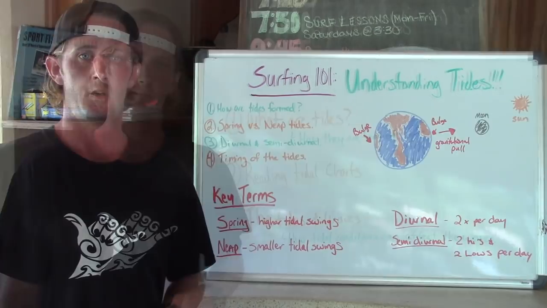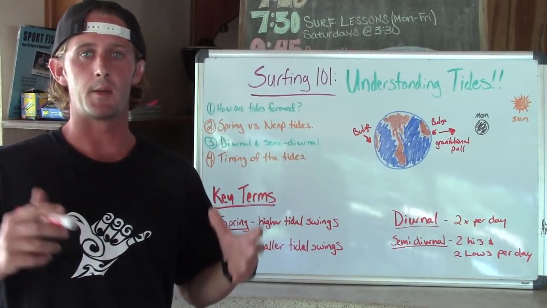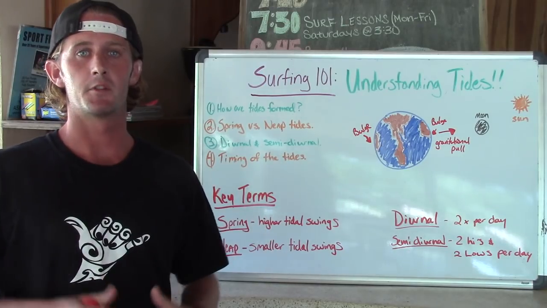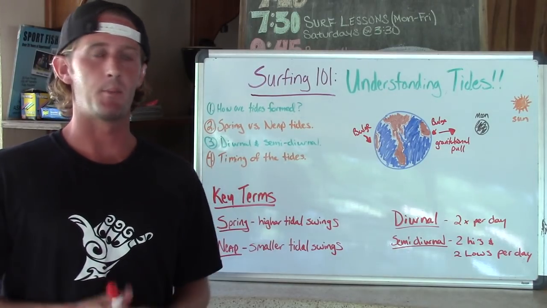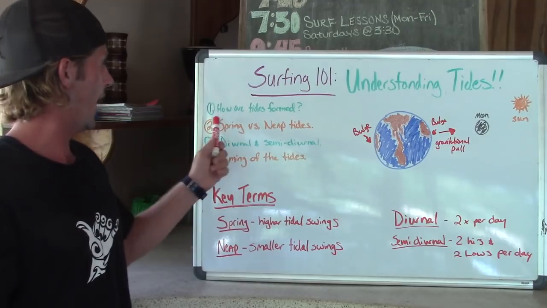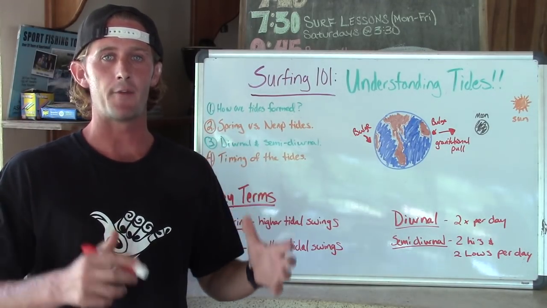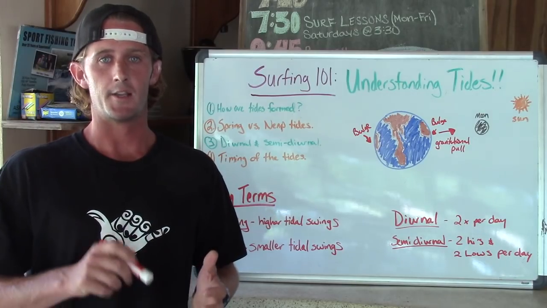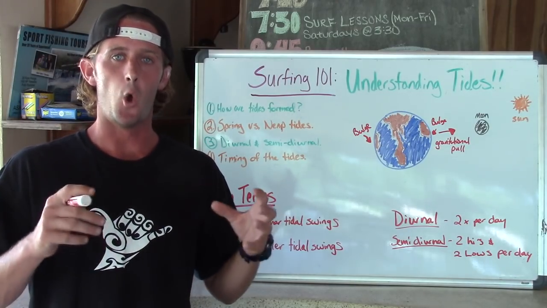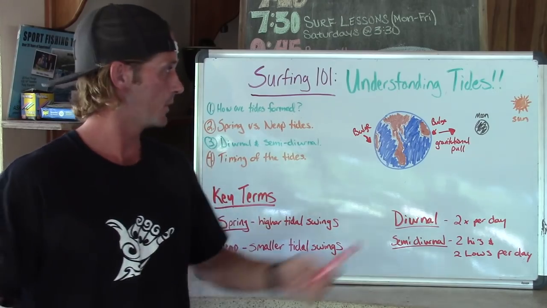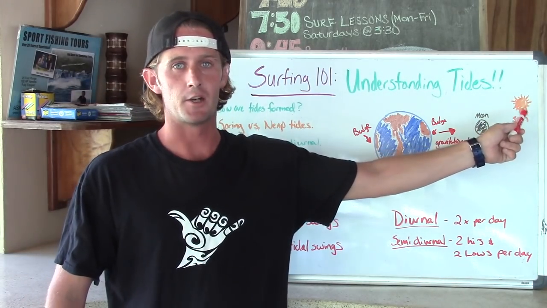All right, guys, so the first important thing about tides is to understand how they're formed and where they come from. So I'm going to do my best to explain it for you guys now. So how are tides formed? Well, tides are formed by the gravitational pull of the moon as well as the sun. Now, particularly, it's only the moon. The sun does have an effect on it, but because the sun is so far away, it's much smaller.